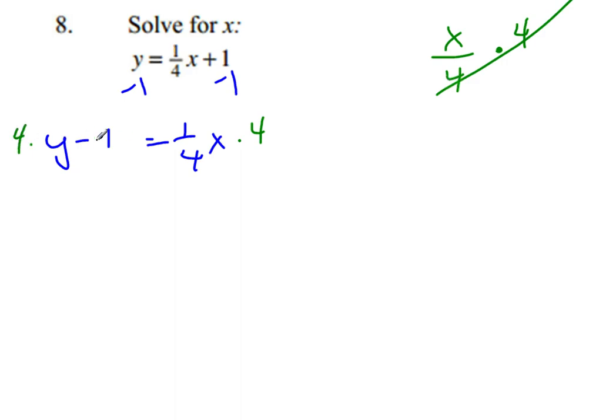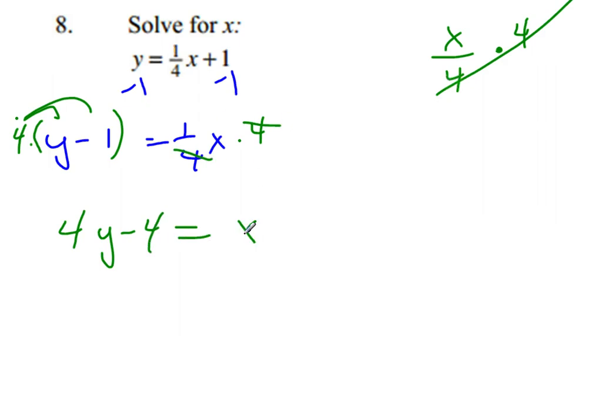Now be careful on the left side. When you multiply by 4, the whole left side is multiplied by 4. So it's really 4y minus 4 when you distribute that through. So I'll go ahead and write that. And the 4's cancel, so it's just x times 1 on the right side. So there's x. And that's it. X is solved for.